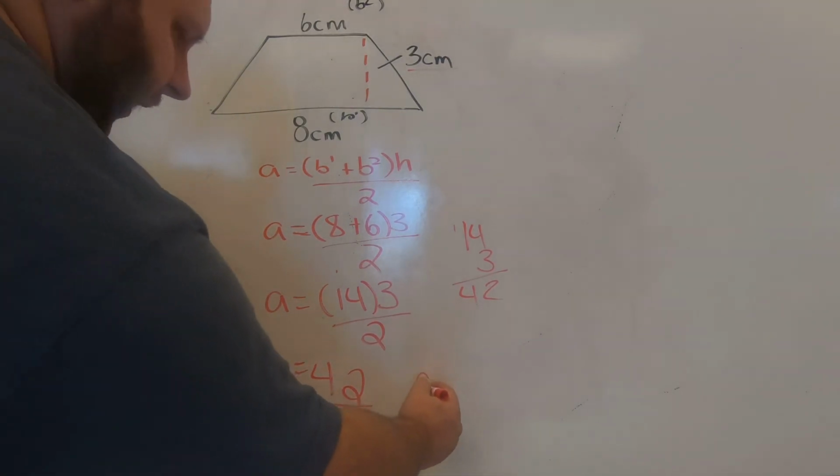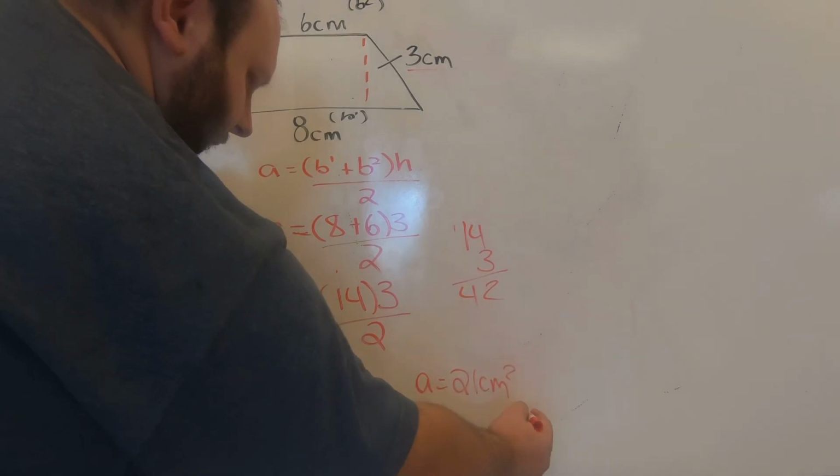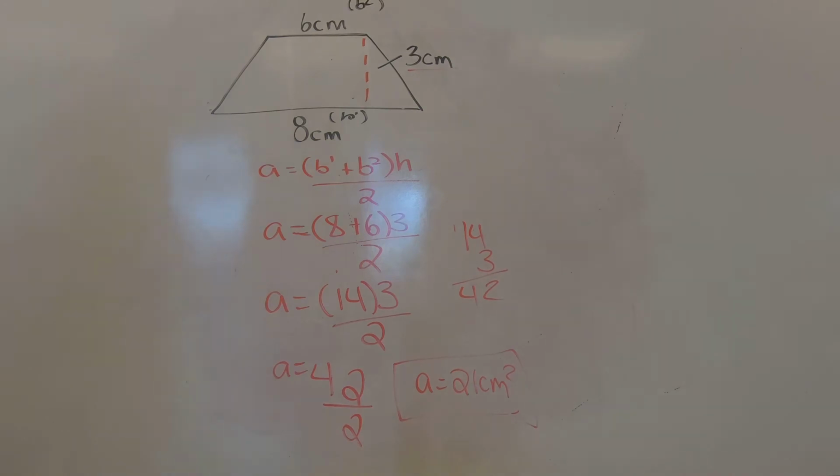And 42 divided by 2 gives us a total of 21 centimeters squared, which would be the area of this trapezoid. So let's repeat that. We need to add both of our unequal bases together because we're going to find the average of them. We're going to multiply by the height, and we're going to divide by 2 because, again, we're finding the average of them.